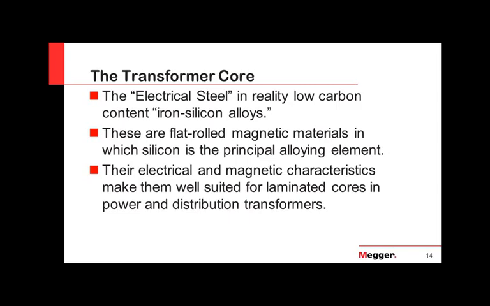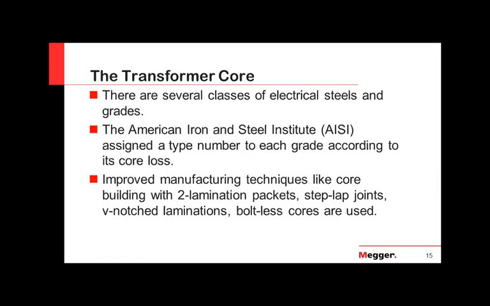So let's look a little bit more about this. One of the things that I want you guys to remember is that there are several classes of electrical steels and grades. And when you are preparing a bid process, and you are defining the characteristics and the efficiency of your transformer, one of the key points to put a little bit more attention on when preparing this technical package is, of course, the core characteristics. As a reference, you can look into the American Iron and Steel Institute, AISI, and they have assigned a type number to each grade according to its core loss.